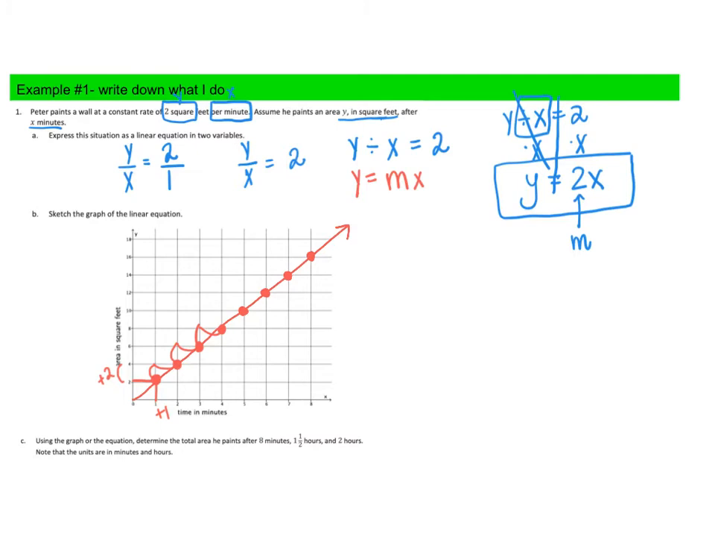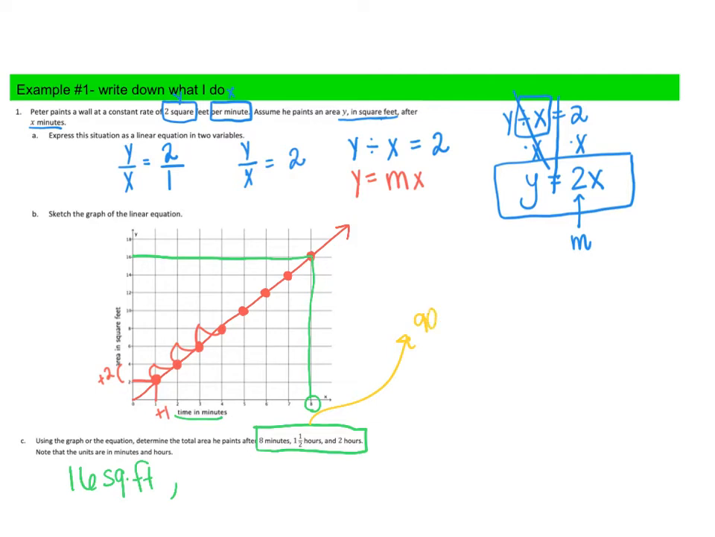And now my question below wants me to answer, how much area does he paint in 8 minutes? So I'm going to go to time in minutes, and I'm going to look for 8. How many square feet does he paint in 8 minutes? Well, it lines up right there. Well, 16 square feet. Okay, next one. How much does he paint in an hour and a half? How many minutes is an hour and a half? Well, that's 60 minutes plus half an hour, 30 minutes.